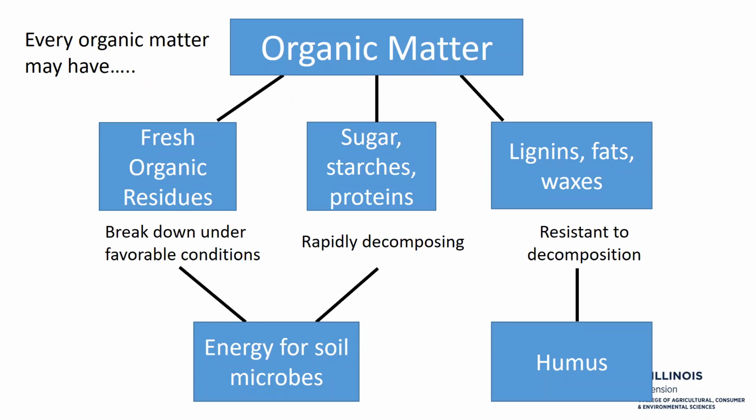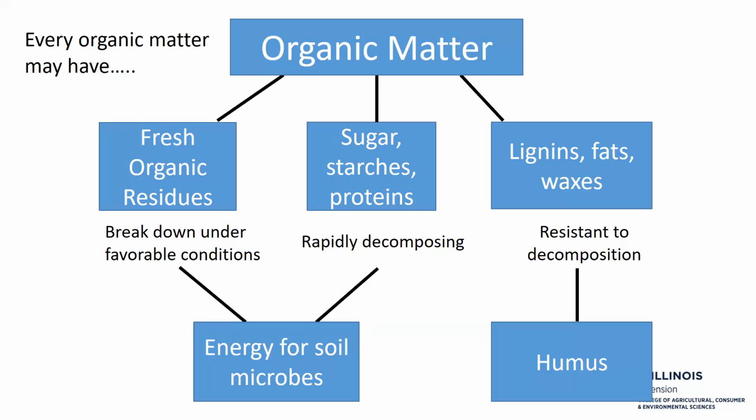Every organic matter that you choose and utilize in your soil will tend to have many of these ingredients. You'll find fresh organic residues in compost, manure, and sometimes even some of our cover crops. Sugars, starches, and proteins will also sometimes be in the organic matter that you're choosing. And then for woodier plant material, we see lignins, and fats and waxes tend to be a little bit more in our manure and some of our other organic matters too.